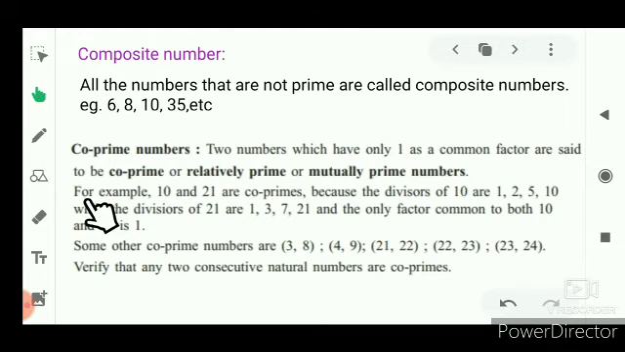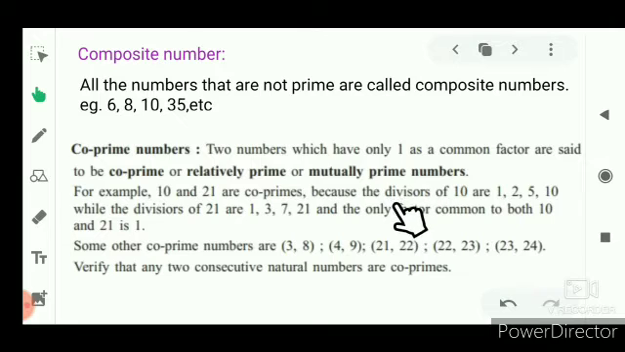Okay, now what are the co-prime numbers? Let's see. Any two numbers which have only 1 as the common factor are said to be co-prime or relatively prime or mutually prime numbers. It means that for any pair of numbers, if we take the factors of those two numbers, then the common factor is 1. Then such numbers are called as co-prime numbers or relatively prime numbers or mutually prime numbers.